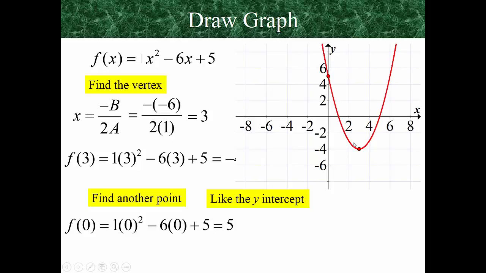If you look at the graph, you'll see the graph on the left side of the vertex and the graph on the right side of the vertex are symmetric. That means mirror images, identical shape, and that's a handy way of drawing the parabola.